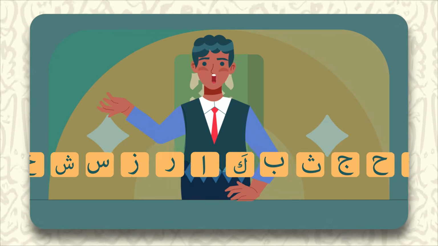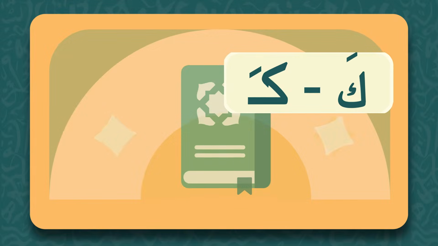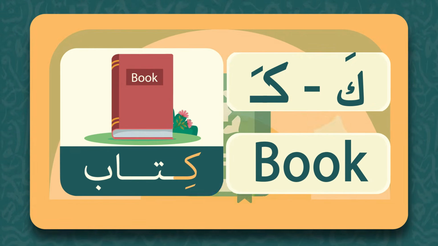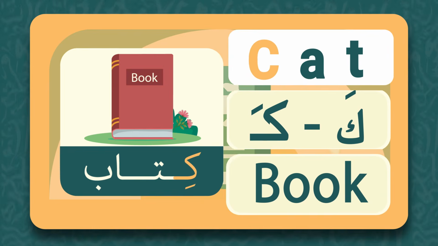Today's sound is ka, like in the Arabic word kitāb, book. It's similar to the English K in cat, but in Arabic it's always crisp and without extra puff of air.